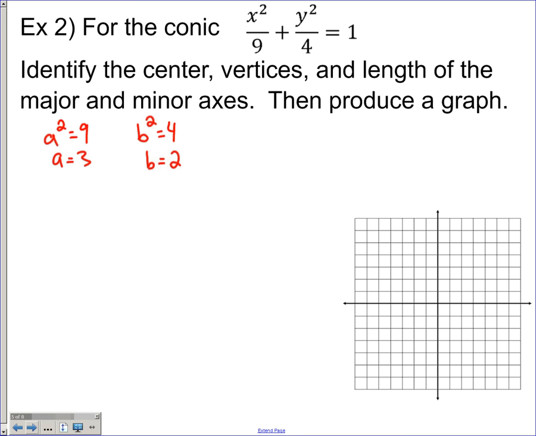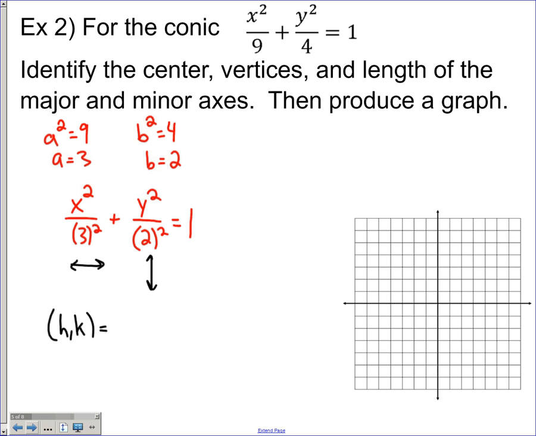Okay, so one way that you could rewrite this is x squared over 3 squared plus y squared over 2 squared equals 1. Notice we always have our ellipse equation equal to 1. If we do it that way, now you can clearly see what's a and b. Whatever's with x is going to run horizontally. Whatever's with y is going to run vertically. Our center HK is 0, 0, because there's no subtraction or addition going on with the x and y terms.